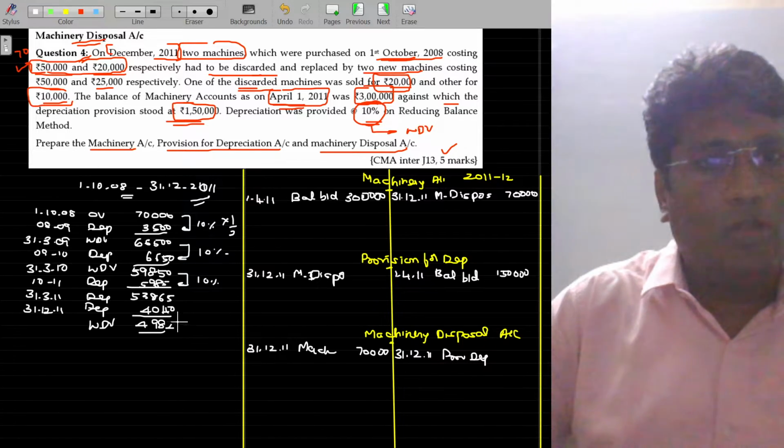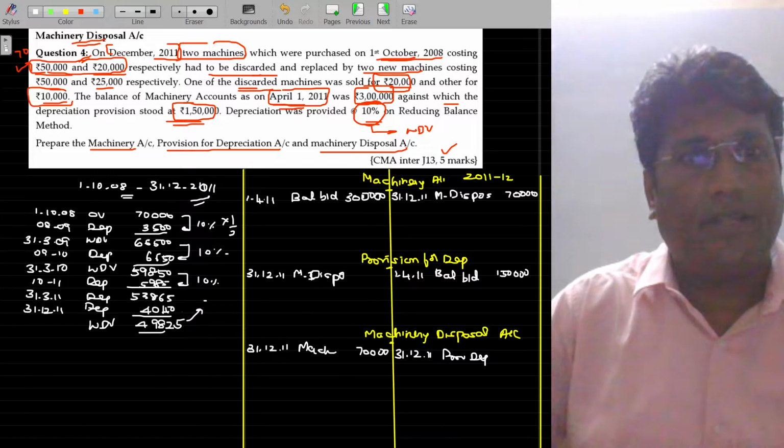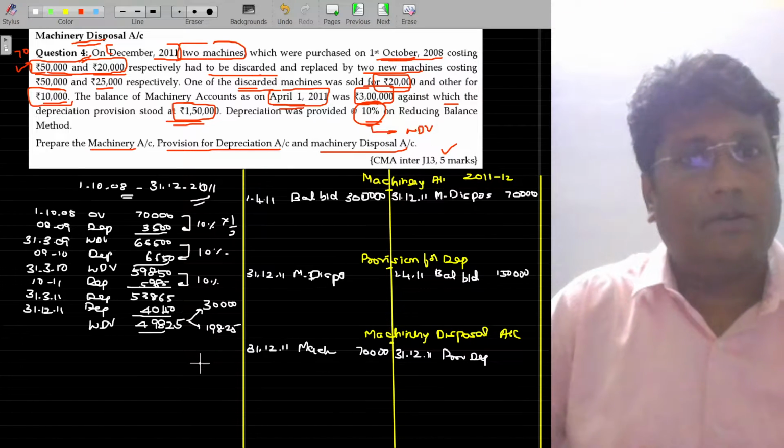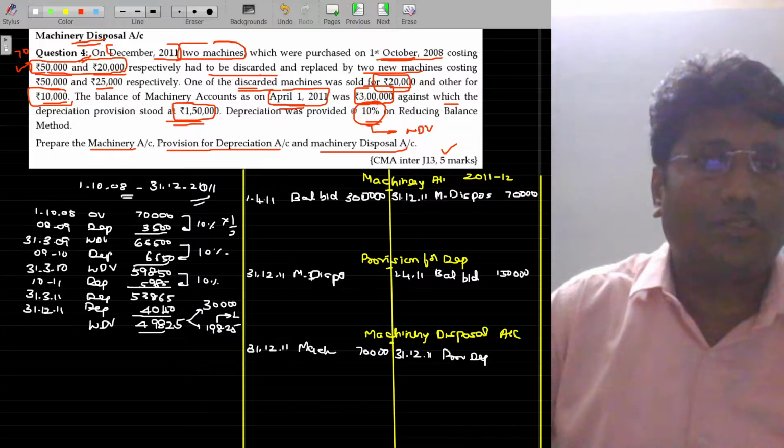Now, both the assets sold for rupees 30,000 only. And the balance being 19,825. This is loss.